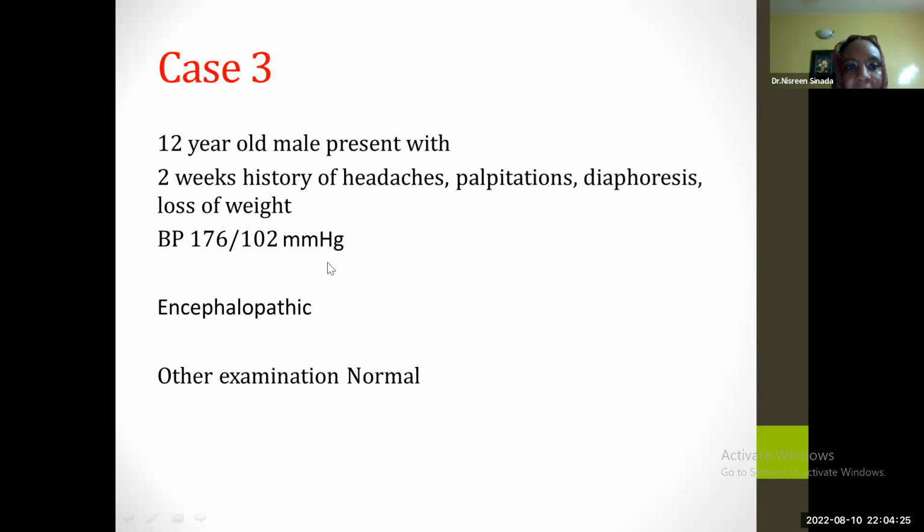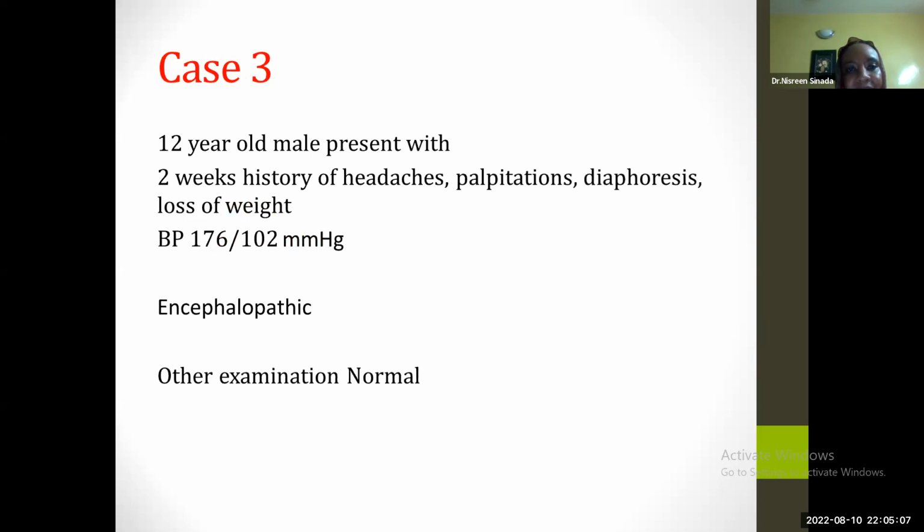Okay, so this is stage 2 hypertension as the blood pressure is more than 140/90. There are signs and symptoms of target organ damage. The patient had headache, encephalopathic. So this is hypertensive emergency. In patient with hypertensive emergency, we should rush and admit the patient to the ICU or high dependency, and we should treat the blood pressure gently.